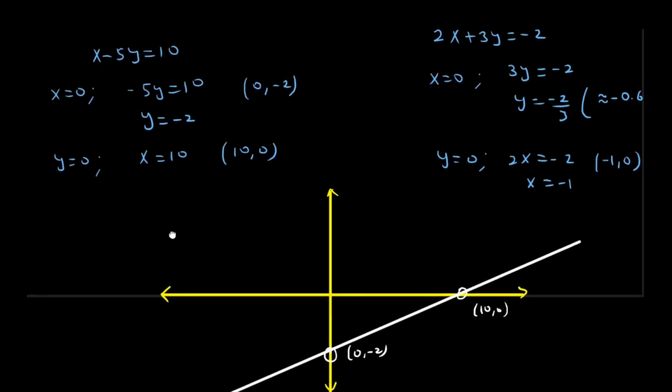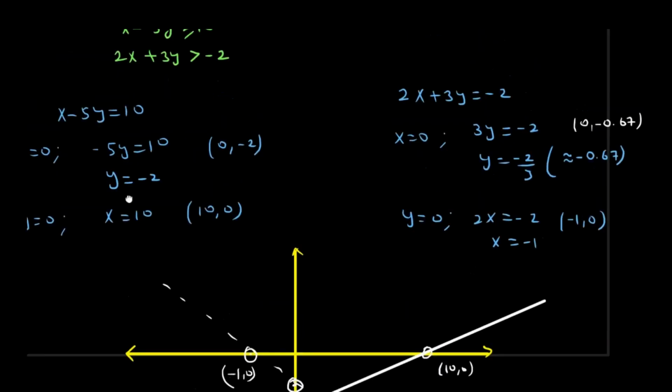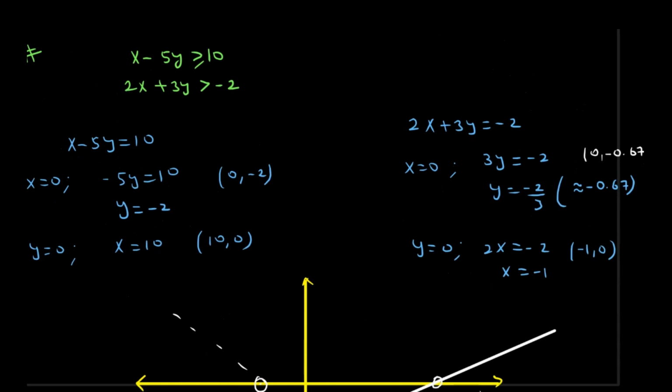So that's 0 comma negative 0.67 because this is 0 comma negative 0.67. So this will lie somewhere over here, and the other point is negative 1 comma 0, which will lie somewhere over here. The line will be dashed, so I will just draw a dashed line over here. And if we are interested in knowing the region, then of course the origin will come really handy.